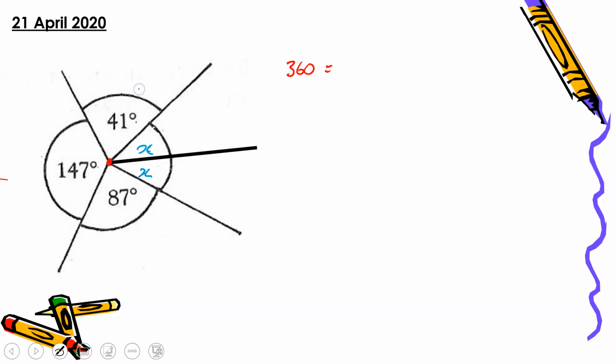So 360 should add up to 147 plus 41 plus 87 plus x plus x. Then we can simplify that by adding them together, which equals 275 degrees plus 2x.